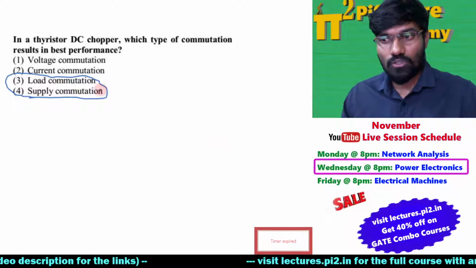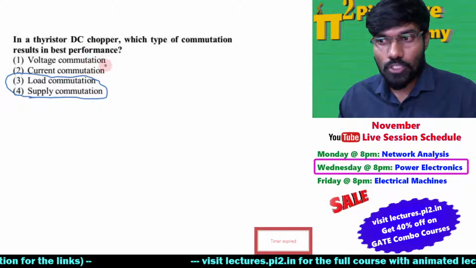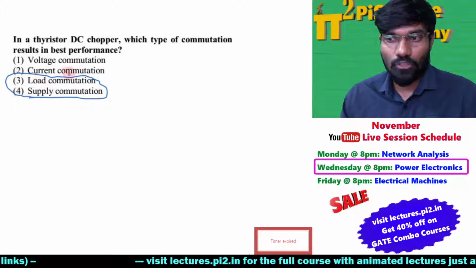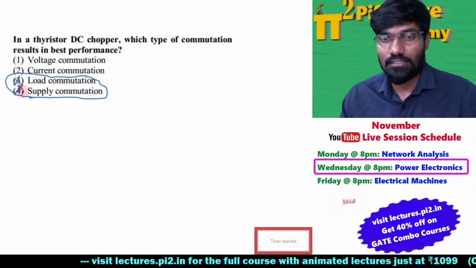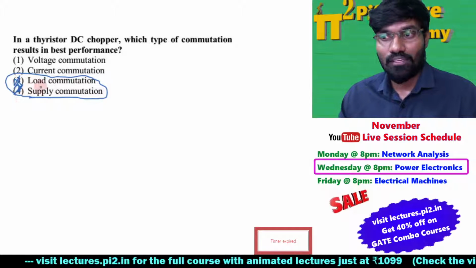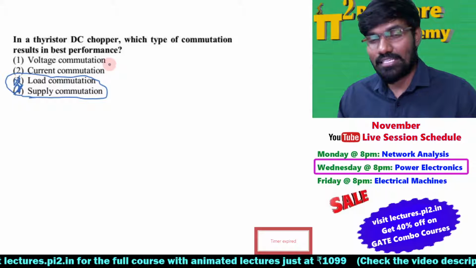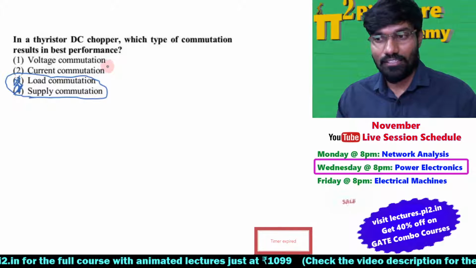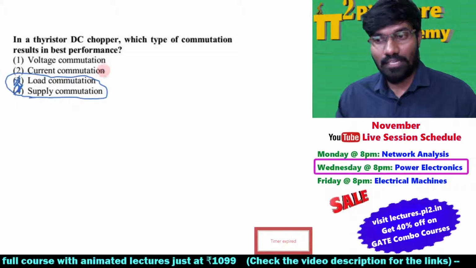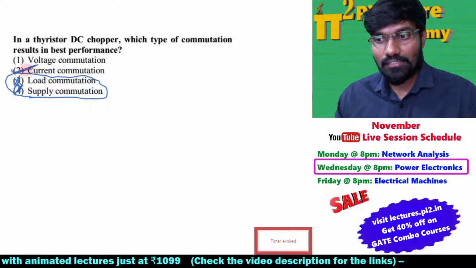So these two are not forced commutation techniques. These two are the forced commutation techniques. So you should not choose any one of these, even by accident. Now people may get confused. That could be a valid reason even if you say any one of these. But now this is the right answer.